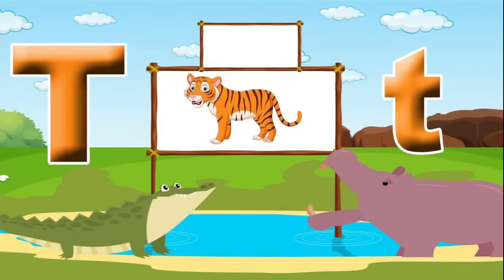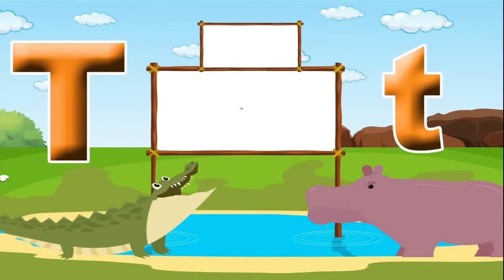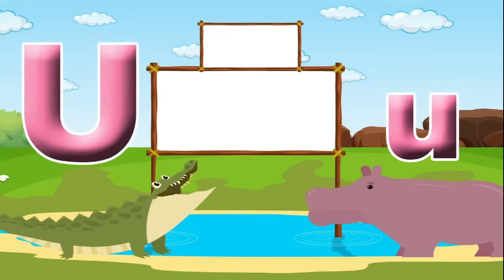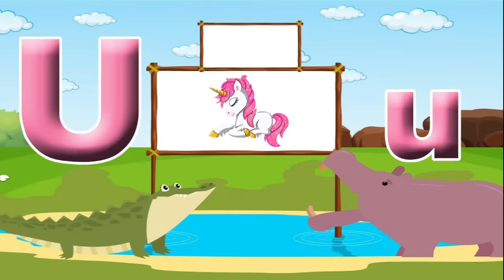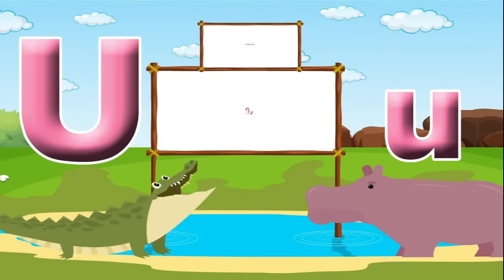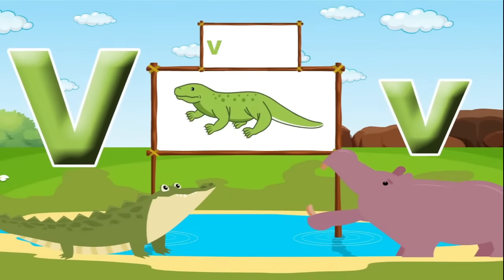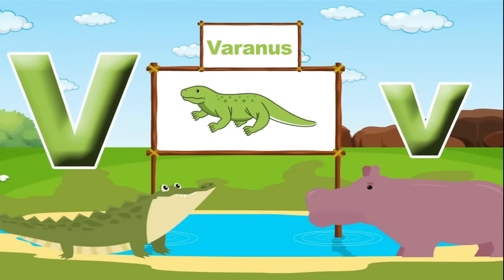T, t, tiger. T, tiger. U is for unicorn. U, u, unicorn. U, unicorn. V is for varanus.